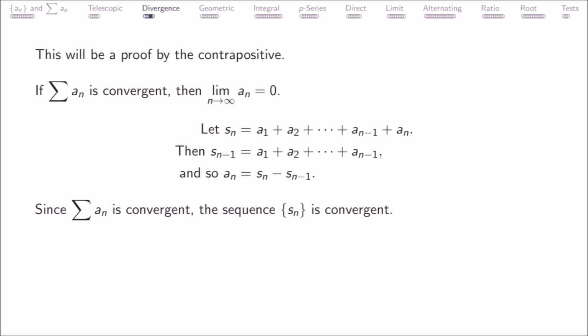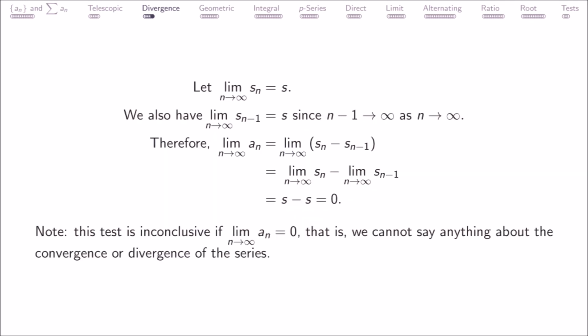Since the series is convergent, the sequence S_n is convergent. Ultimately, we have the limit of a_n equaling 0. Note, this test is inconclusive if the limit equals 0. That is, we cannot say anything about the convergence or divergence of the series.